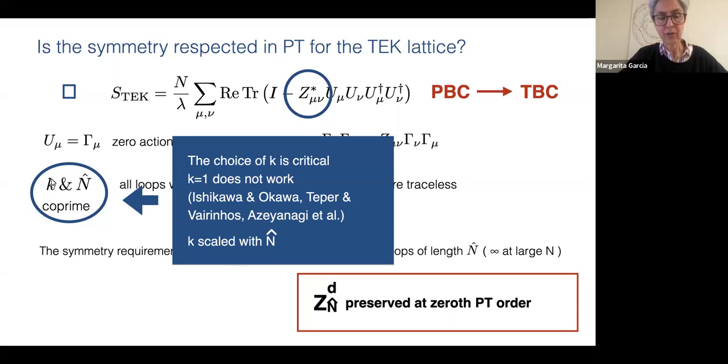The choice of the twist flux, this k, is critical. So the original proposal of Okawa and Tony was to set k equal to 1 and then take the limit n to infinity. And this is precisely the case that doesn't work. Indeed, if you fix k to any value and send n to infinity in such a way that k over n goes to 0, the symmetry is going to be spontaneously broken, and then things are going to fail, okay?